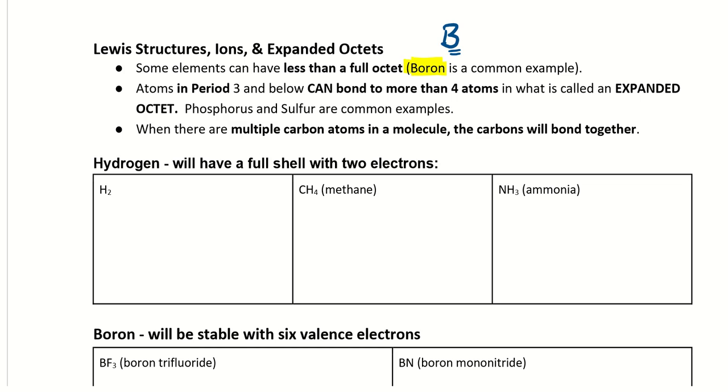You'll see some examples when we get down to the BF3. The other one would be that sometimes you have an expanded octet, it's called. So what the heck is an expanded octet? Well, when you get into the 3rd period, you actually have 3s, 3p, and 3d, even though we don't use them.